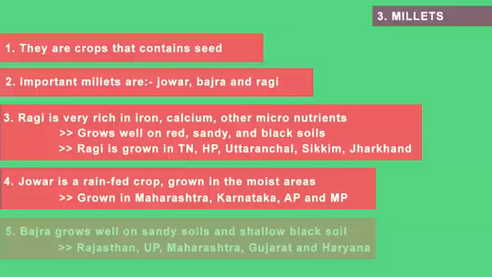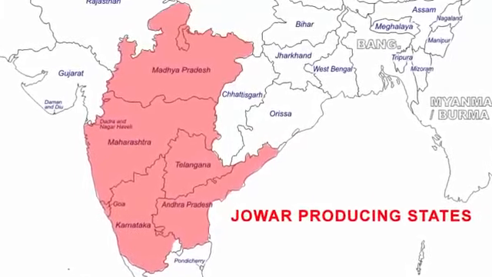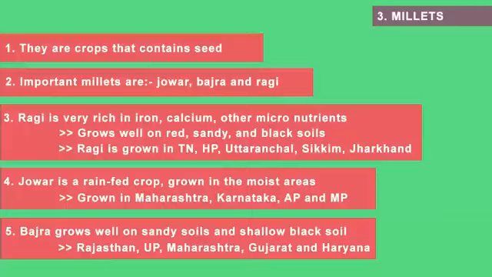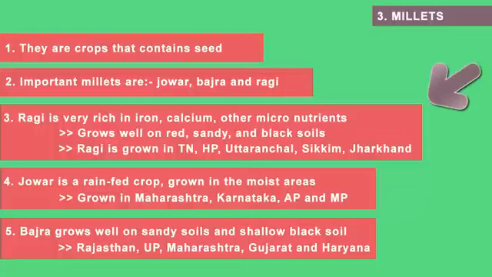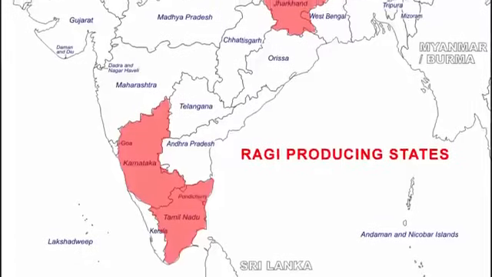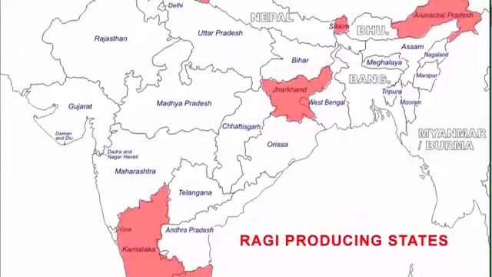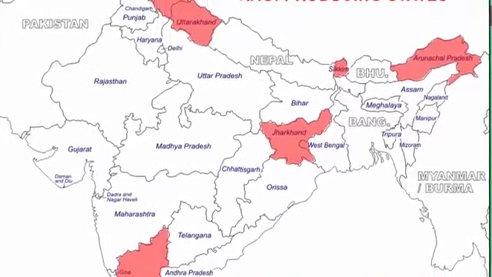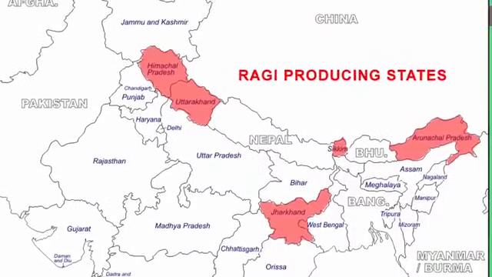Maharashtra is the largest producer of jowar, followed by Karnataka, Andhra Pradesh, and Madhya Pradesh. And when it comes to bajra, it grows well on sandy soil and black soil. And it is grown in the regions of Rajasthan, Uttar Pradesh, Maharashtra, Gujarat, and Haryana. And ragi needs red soil, black soil, or sandy soil to grow. So Karnataka and Tamil Nadu are the largest producers of ragi. And apart from them, states like Himachal, Uttaranchal, Sikkim, Jharkhand, Arunachal Pradesh also grow a lot of ragi. And if you see, these places also have all these kinds of red, black, and sandy soils available.